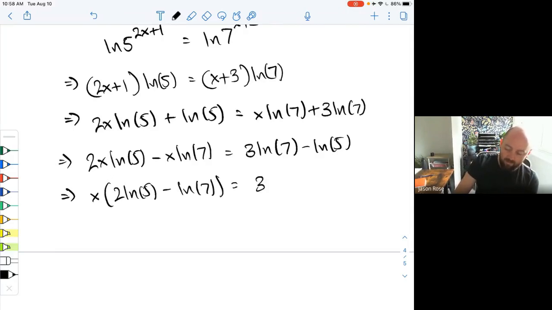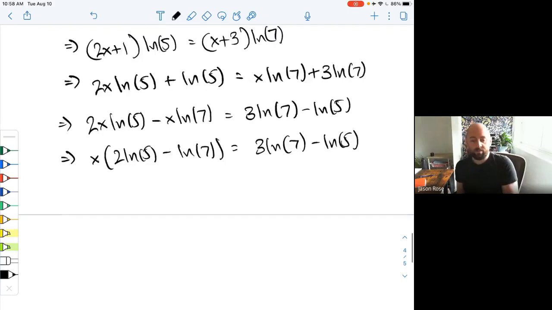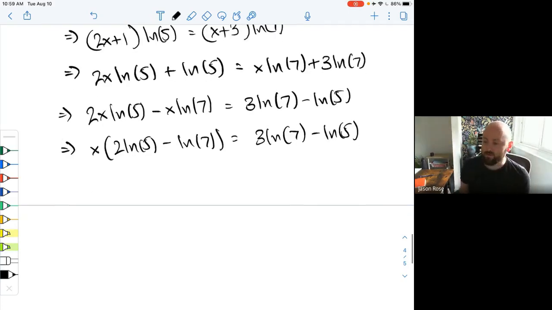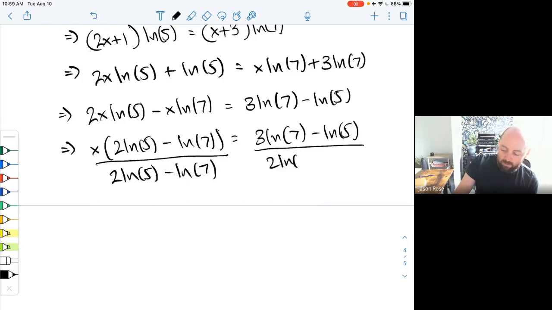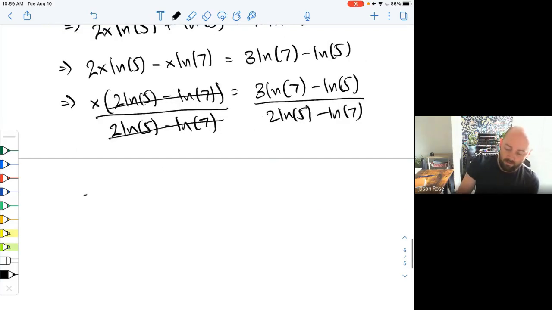Again, common term factoring is a skill that you definitely don't want any trouble with. This is why I went back to kind of pre-high school stuff almost to go over common term factoring again. And how do you isolate the x? Well, you divide across by whatever x is multiplying by. Because that will cancel with that and give us the answer.